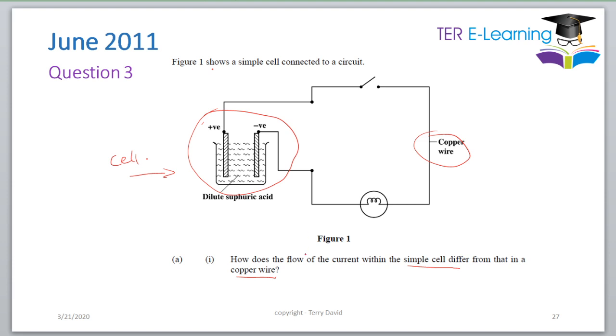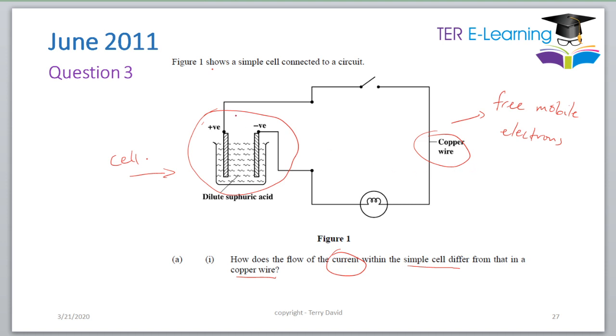So current is essentially a flow of charged particles, right? So inside the copper wire, we have free mobile electrons. So in the wire, we have free mobile electrons flowing, right? That's what happens inside the wire.